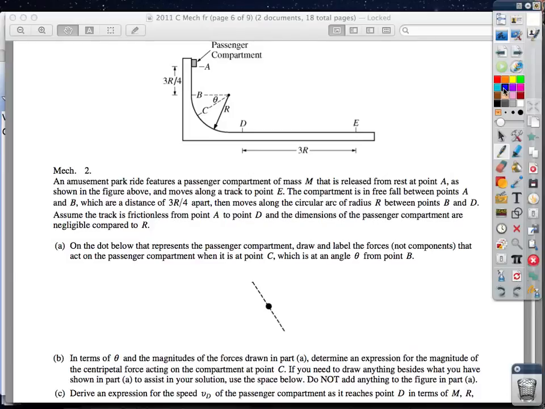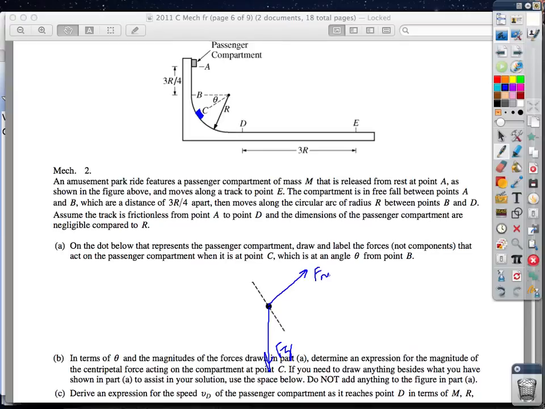Out below that represents the passenger compartment. Draw and label the forces that act on the passenger compartment when it's at point C. So when it's right here, what forces are acting? So of course we have gravity going straight down, and we have Fn.